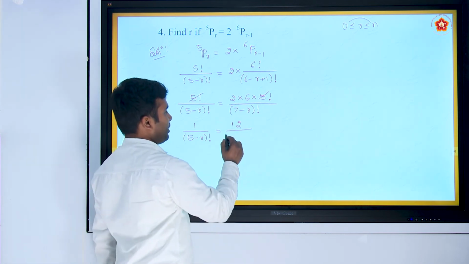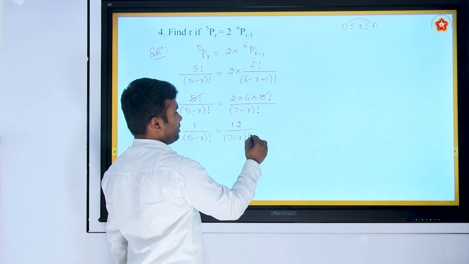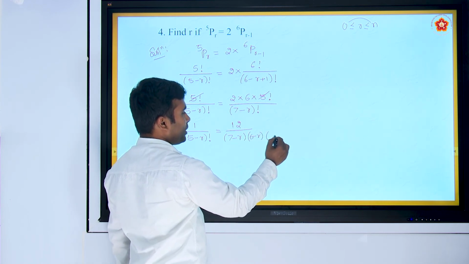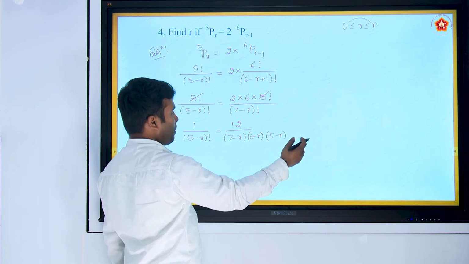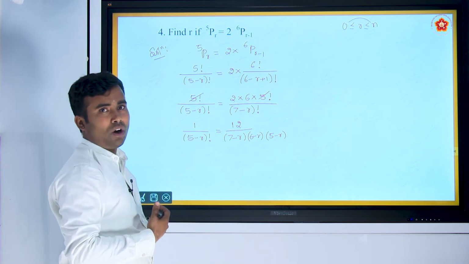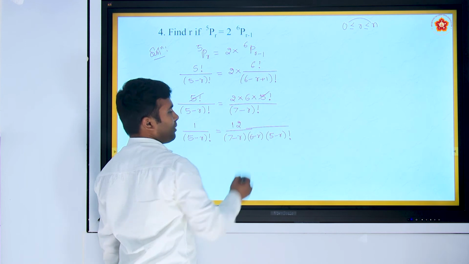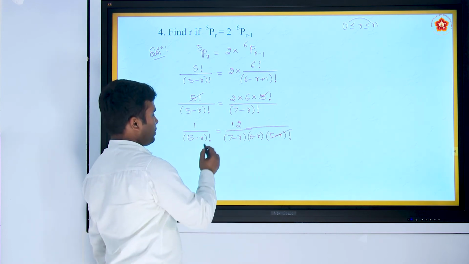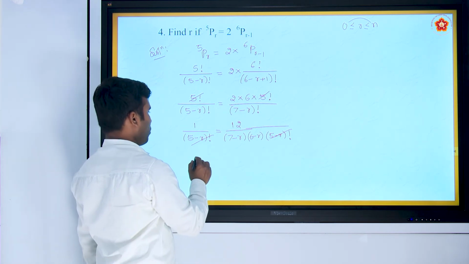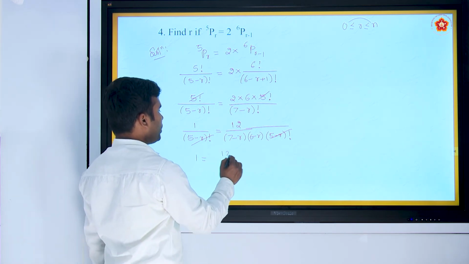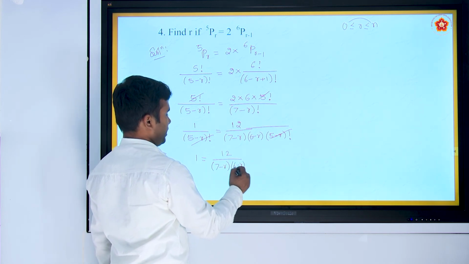So I will write that so you can understand: 7 minus r, and one term less, that is 6 minus r, one term less, that is 5 minus r, like that it continues. Since on the other side we have 5 minus r factorial, therefore I can end up with 5 minus r factorial. So 5 minus r factorial and 5 minus r factorial will get cancelled. So I am left with 1 is equal to 12 divided by 7 minus r into 6 minus r.